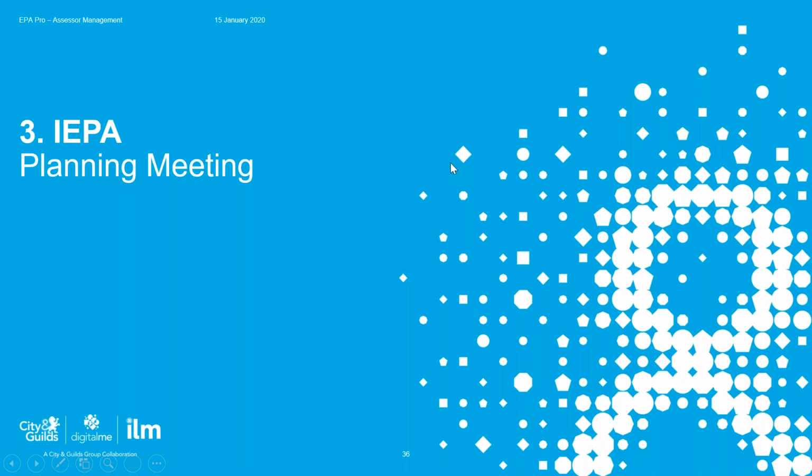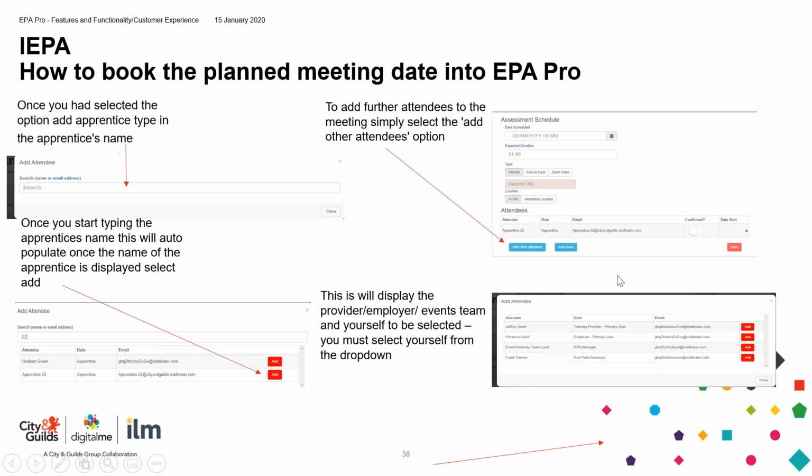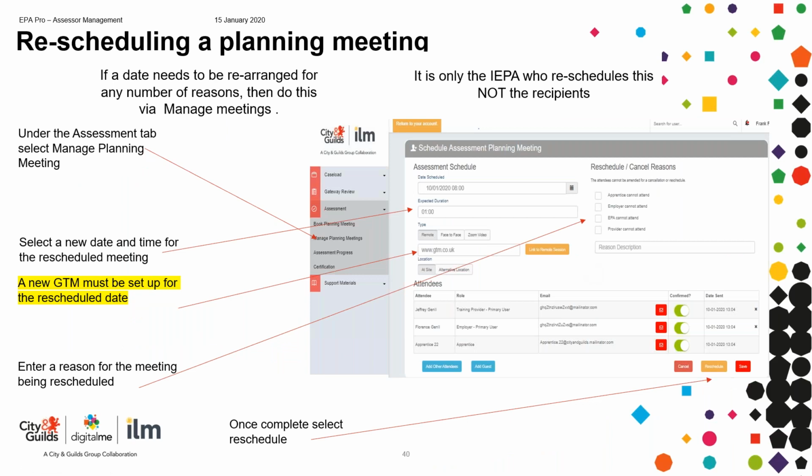Okay, so just very quickly going back to the presentation deck, Libby's spoken about how to book the planning meeting in EPA Pro. Remember that the EPA planning meeting will take place remotely and you'll need to contact the EPA events booking team to get a session set up for that. When it comes to the attendees, you'll need to add the apprentice into the attendee list, even if the provider doesn't intend to invite them. And the reason for that is that's the way the system works. The link for the go-to meeting will go into the section here. And remember, if you have to reschedule, you have to reschedule the go-to meeting working with the EPA event booking team as well. These screens talk through the different steps that you have to take. And finally, how you reschedule.